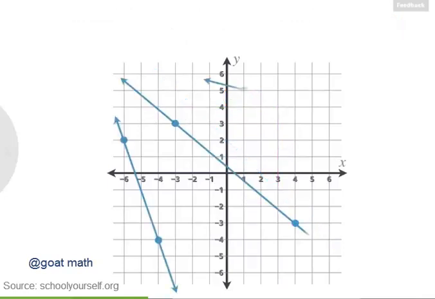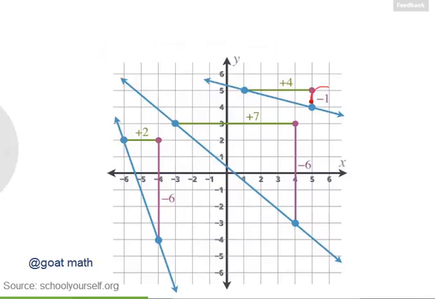Now here are a few more lines with negative slopes. For this one, you move +2 horizontally and then -6 vertically. For this line, you move +7 horizontally and -6 vertically. And for this one, you move +4 horizontally and -1 vertically. You know all these slopes are negative because for each line we're dividing a negative vertical distance by a positive horizontal distance.